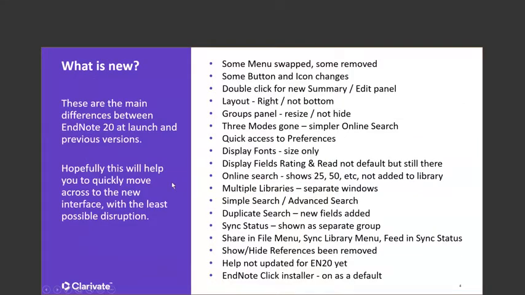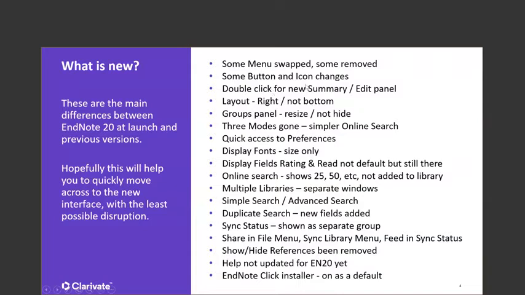Now this slide, I'm not going to go through the whole thing. I'll pick out one or two bits, and we're going to cover a lot of these in the actual live presentation anyway. But I wanted to pull out here a list of all the things that have changed compared to previous versions of EndNote, just to draw your attention to it, so you've got a heads up on it. So yeah, menu things are swapped around. I've got a slide on that in a moment.